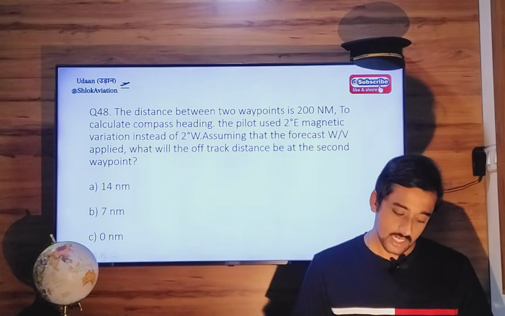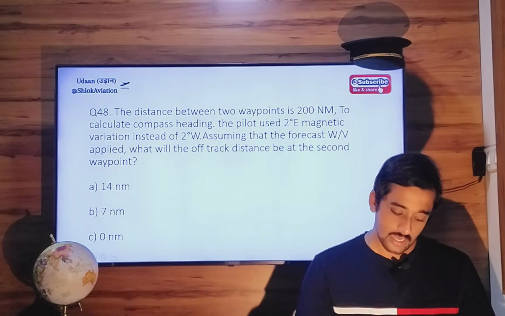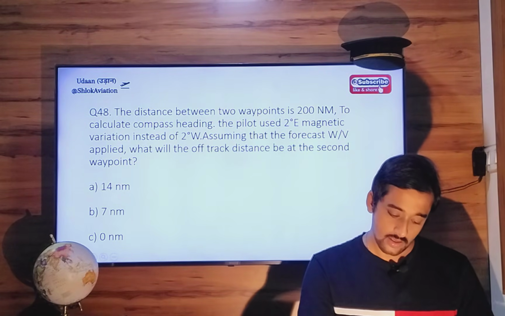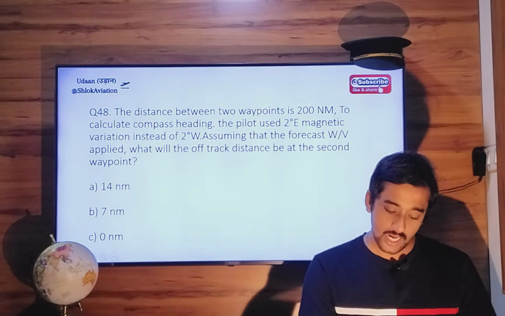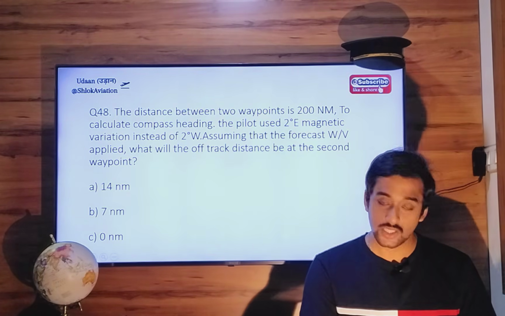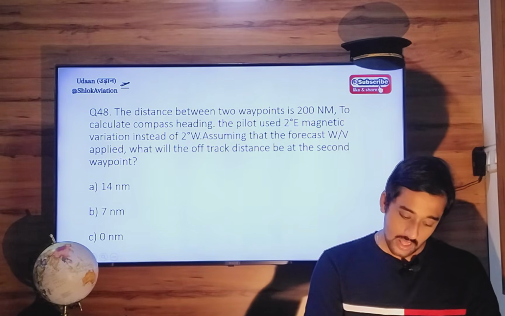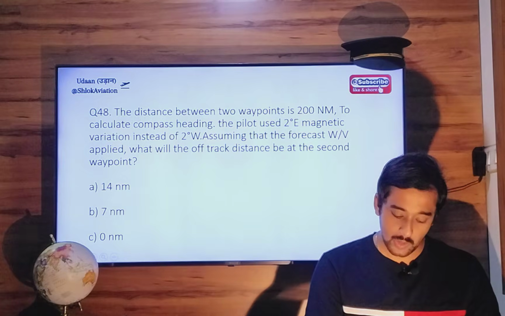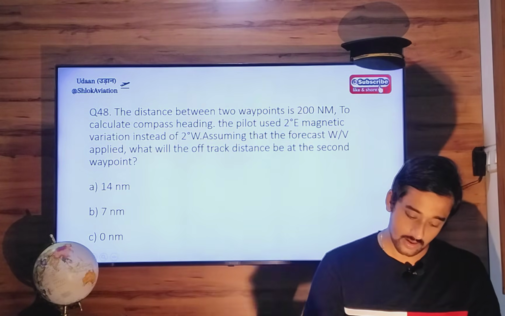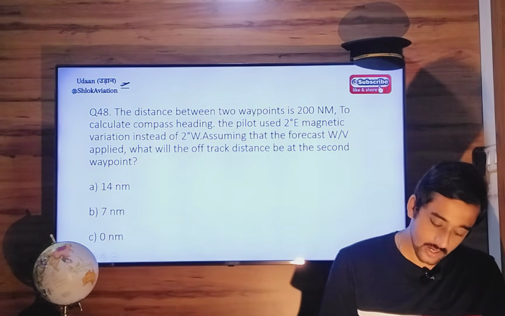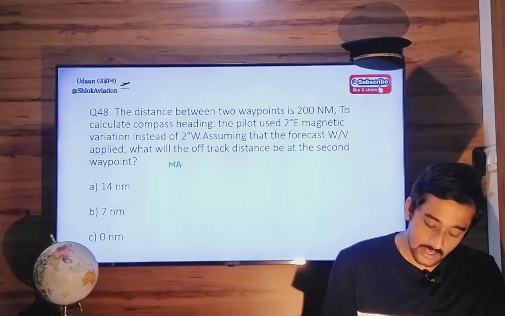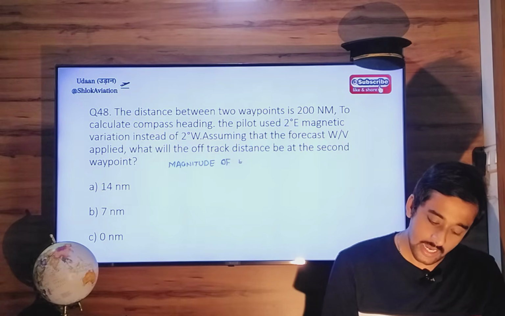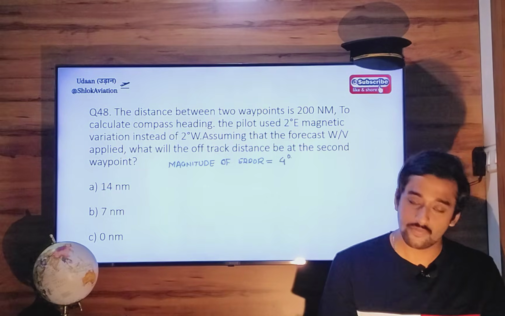48. The distance between two waypoints is given. To calculate compass heading, the pilot uses 2 degree east variation instead of 2 degree west. Assuming that the forecast winds apply, what will the off-track distance be at the second waypoint? So what is the error? The magnitude of error here is 4 degrees, 2 east and 2 west. The magnitude of error is 4 degrees.